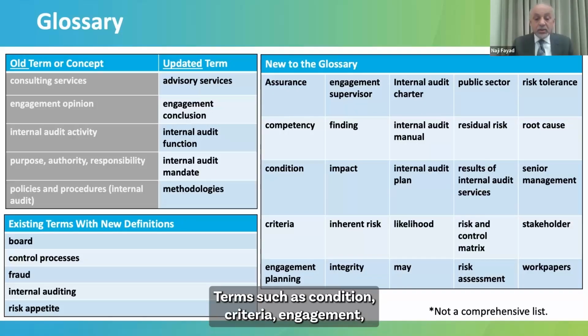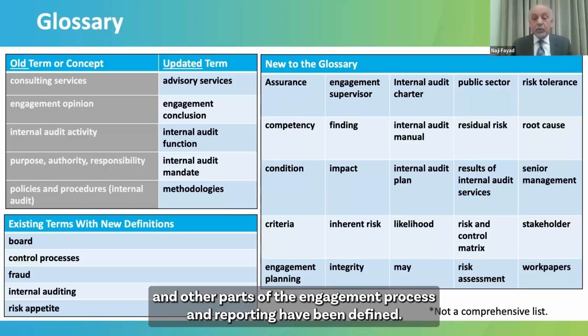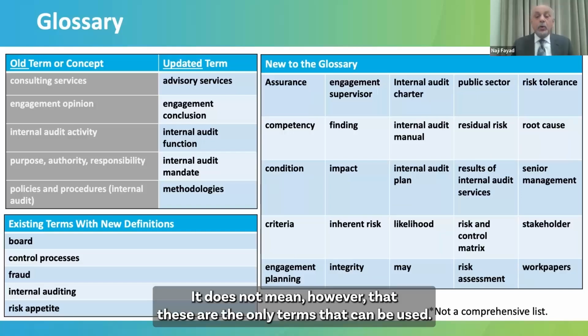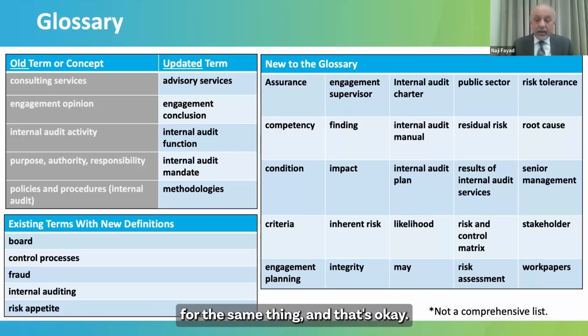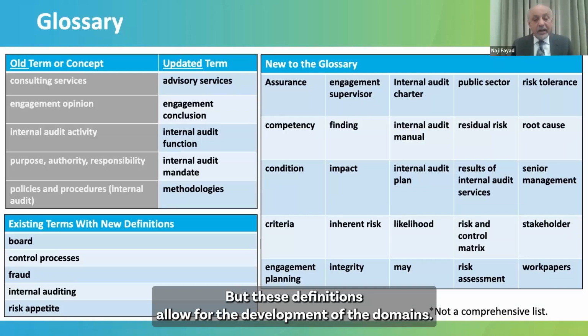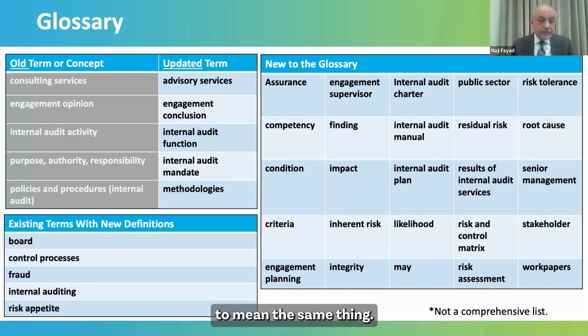Terms such as condition, criteria, engagement, supervisor, finding, root cause, and other parts of the engagement process and reporting have been defined. It does not mean, however, that these are the only terms that can be used. We know for a fact that people might have different terms for the same thing, and that's okay. But these definitions allowed for the development of the domains where information was missing before. Other terms may be used elsewhere to mean the same thing.